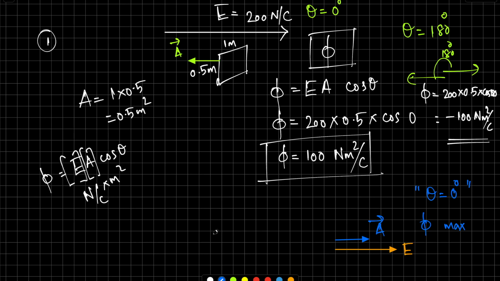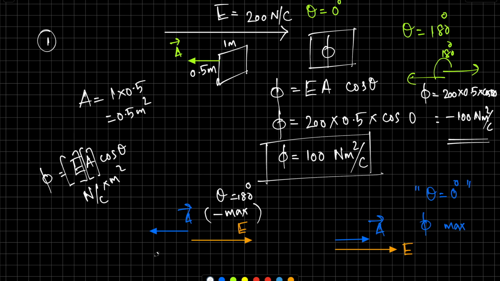If the electric field vector and area vector are in the opposite direction, then the angle between them is 180 degrees. Theta equals 180 degrees. So that will give you a negative phi. So that's the negative maximum.